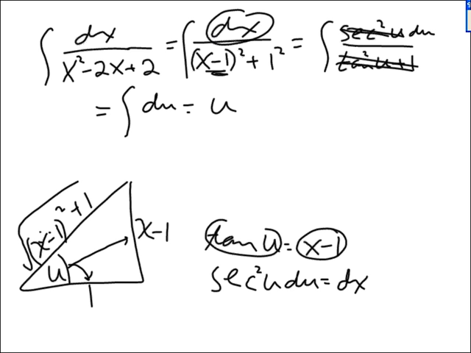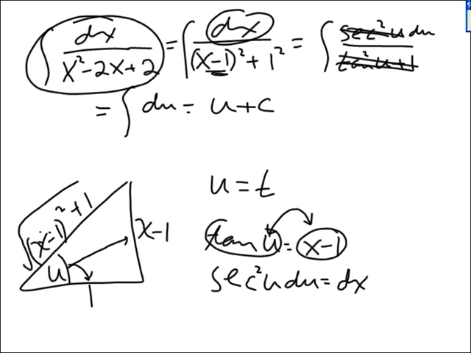Well, I give you an integral in terms of x, and you tell me the answer is u. I'll look at you rather strangely. You now know that u equals tan inverse of x minus 1, so you have to write that. Instead of u, I give you back an answer in terms of x.